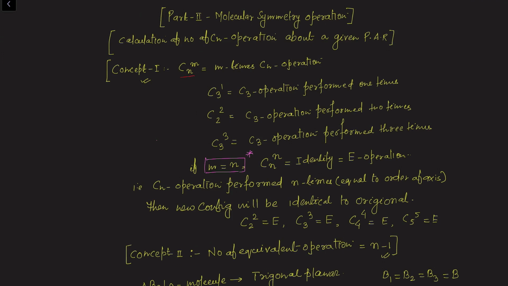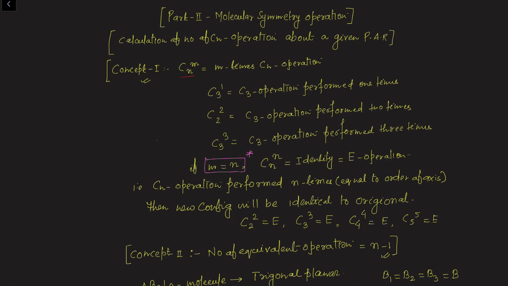In the series of video lectures on molecular symmetry, today we are going to discuss the calculation of the number of Cn operations about a given axis of rotation. Before understanding this, we must understand two basic concepts.